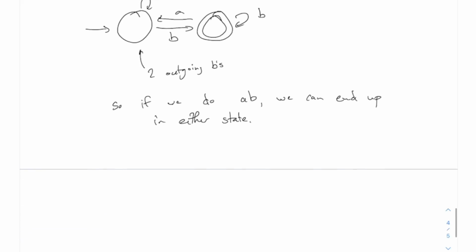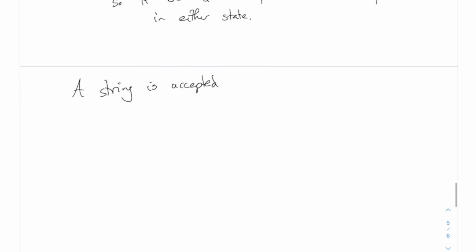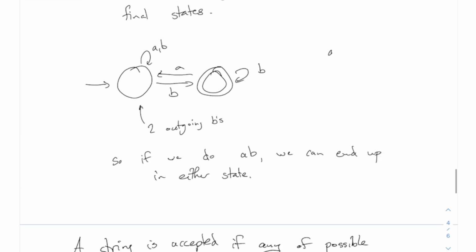So a string is accepted if any of the possible final states are accepting. All right. So in that example here, this one that I drew, AB is accepted.